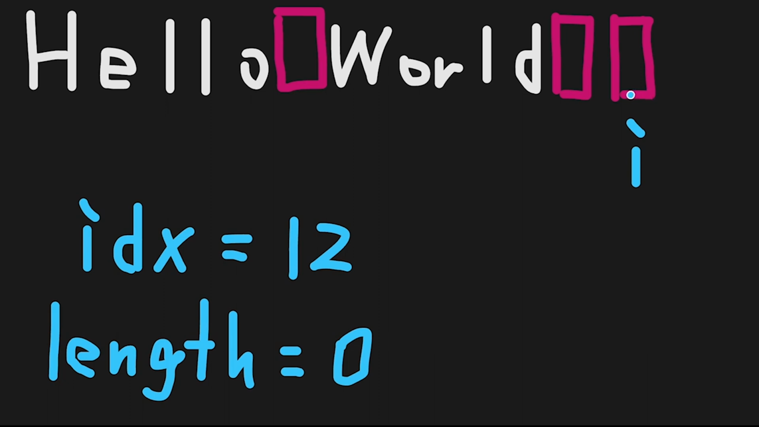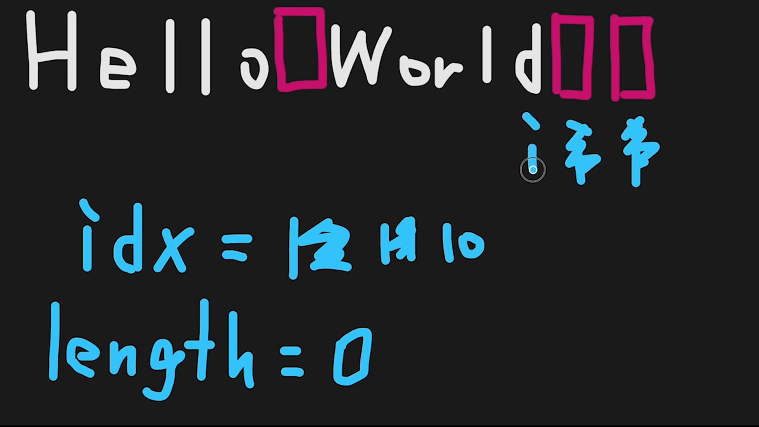So check the current character, and it turns out this is a space. So in that case, we move to a previous number, and then reduce current index. Again, we check the current character, and it turns out this is a space. So reduce current index to a previous number, and then move next.